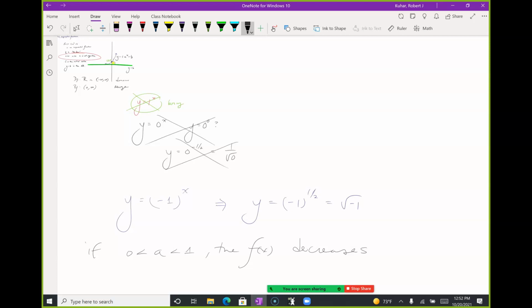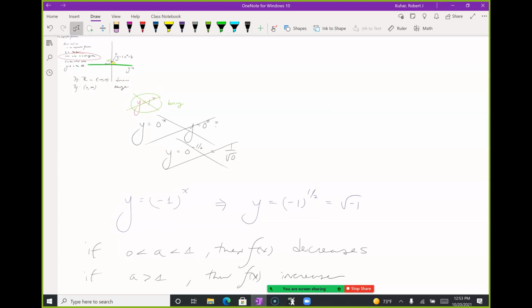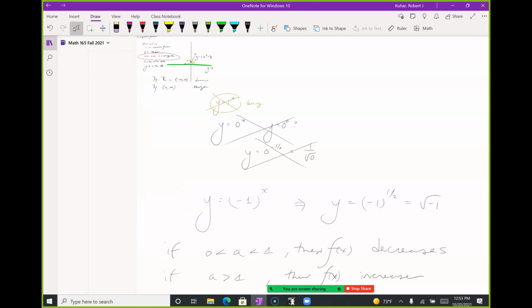So that would be like half-life, how much radiation is left, kind of thing, right? And if a is bigger than 1, then f of x increases. So money in the bank, money on your credit card, charges on your credit card, population of bacteria, humans, etc. Right? Okay.